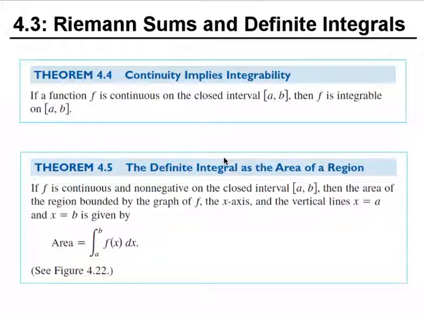Okay, so what I want you to take from today: when I say definite integral, what that means is that you have these limits, and we call those limits of integration. When you find a definite integral, you are finding the area underneath the curve. Like with a derivative, you found the slope of the tangent line. With an integral, you're finding the area.